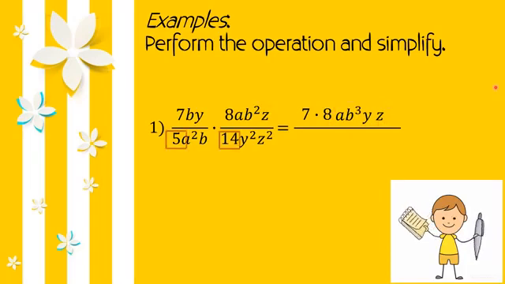So, we multiply first the constants, 5 times 14. So, we write here 5 times 14. And then the variables now, a squared b times y squared z squared.